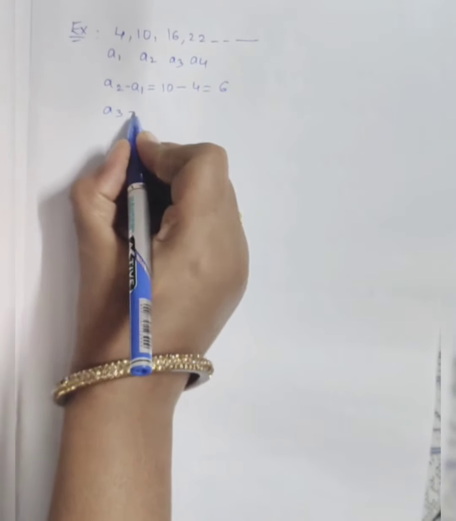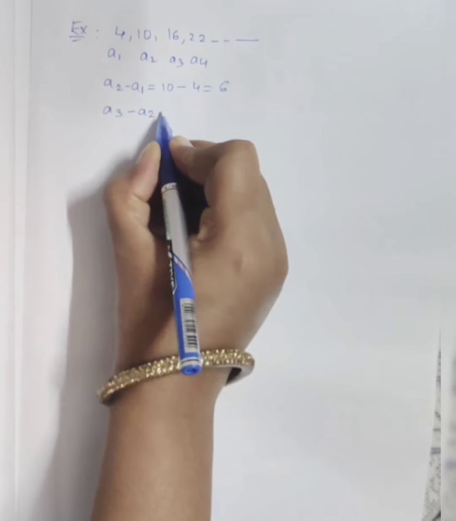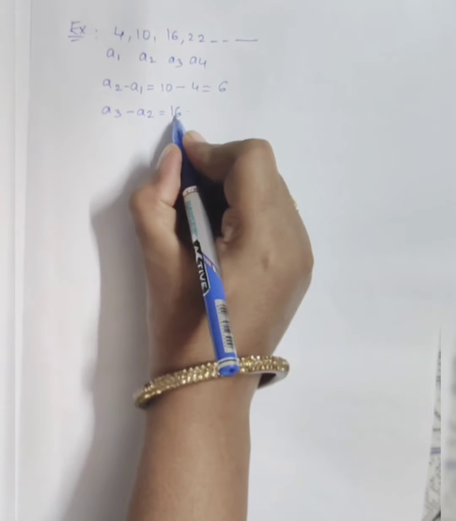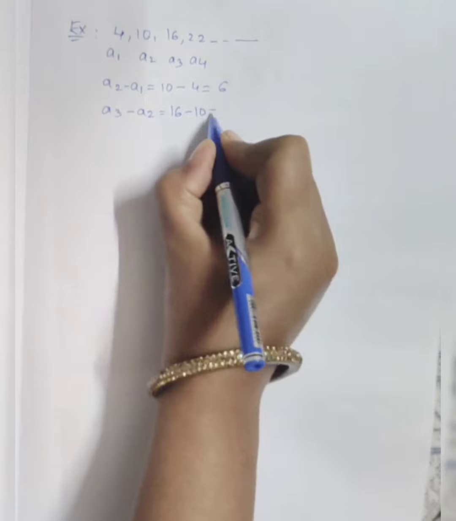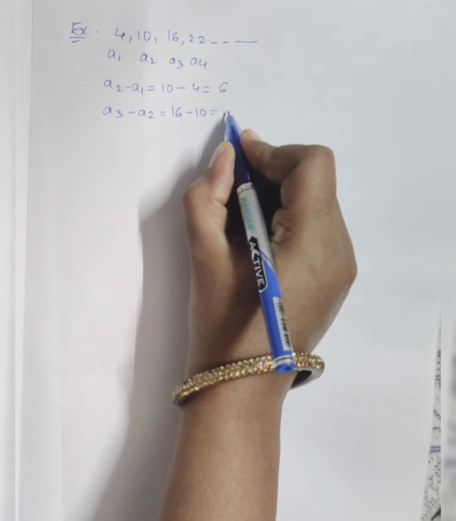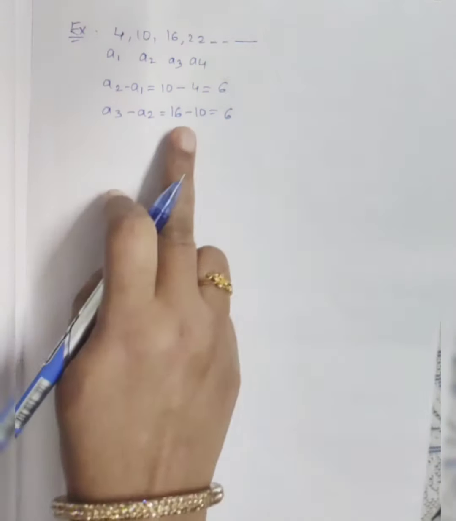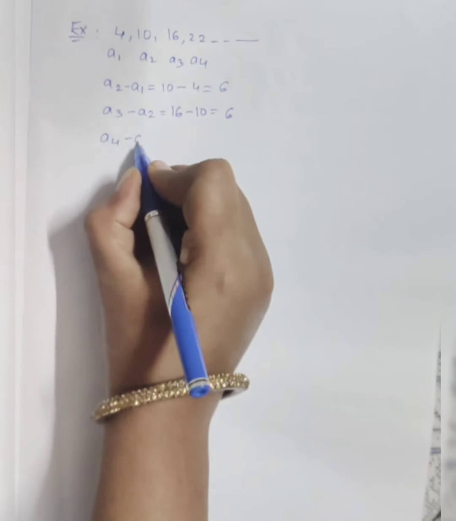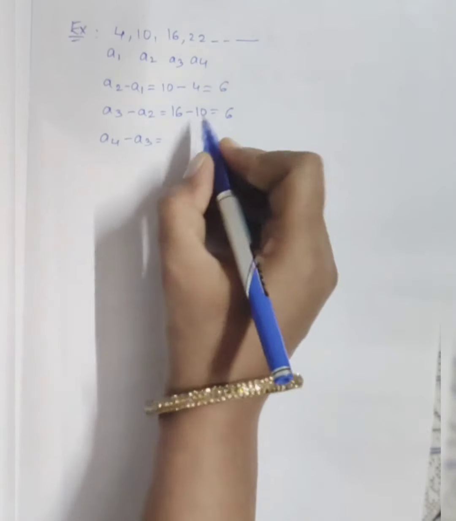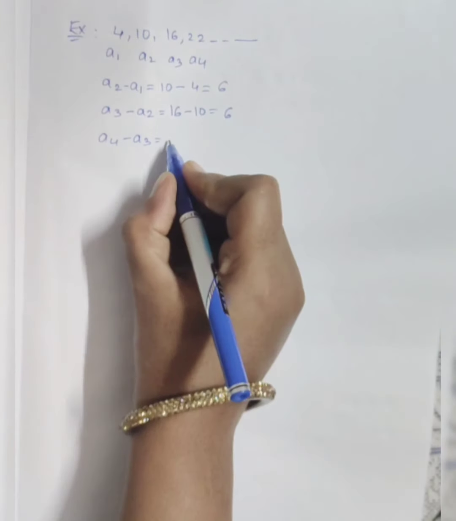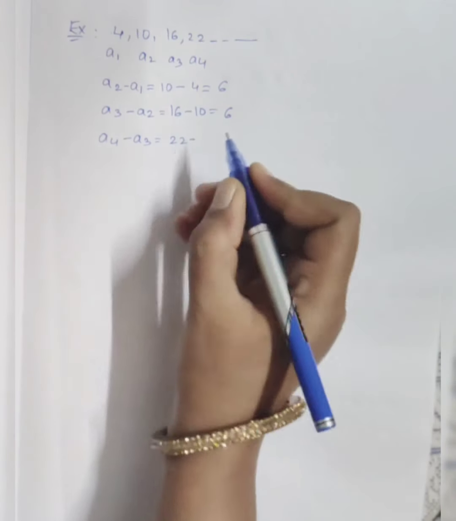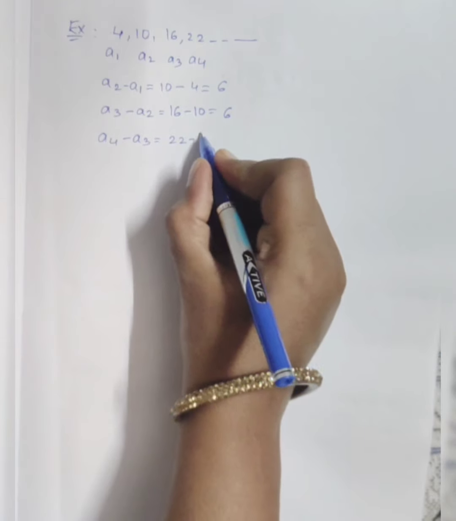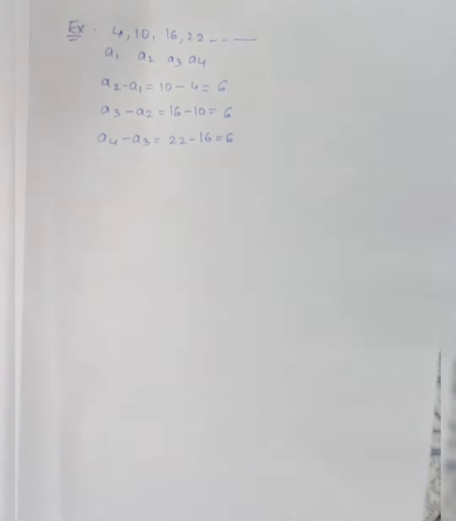6. Next is A3 minus A2. So A3 is 16 minus A2 is 10. How much are you going to get? Again 6. So 16 minus 10 will be 6. Then A4 minus A3. What is A4? A4 is 22 minus 16. So again you are getting 6.